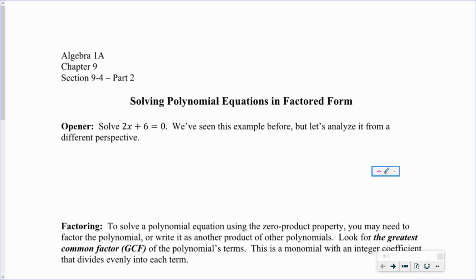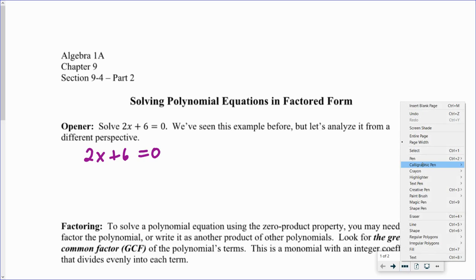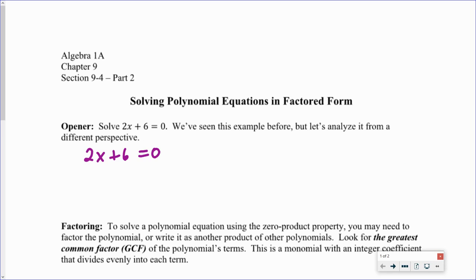When we solve the equation 2x plus 6 equals 0, in the last video, we subtracted 6 from both sides, then divided both sides by 2, and we got that x is equal to -3. So that's one way that we can approach that problem. There's an alternate approach that we probably wouldn't take for this particular problem, but we could do it if we wanted to.